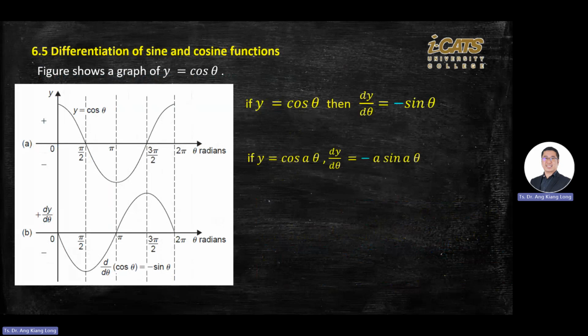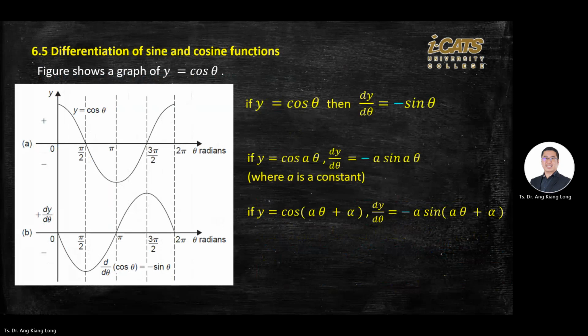If you differentiate y equal to cos a theta, you still move the constant to the front. Don't touch the a theta. Change the cos to sine. Okay, the rest is still the same. If you bracket a theta plus alpha, don't touch the bracket. You look and see if any constant, put the constant in front. Change the cos to negative sine. Yeah, so this is important. A bit confusing when it comes to sine and cos.